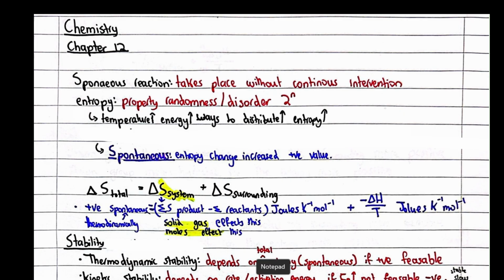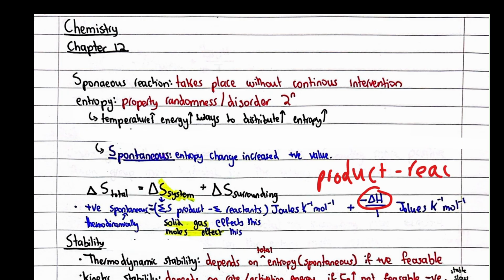The delta S surroundings is given by the negative enthalpy change over the temperature, and the temperature is in Kelvin. So if you don't remember how to convert Kelvin and Celsius, you add 273 to your Celsius value to get Kelvin. The delta enthalpy is usually given by formation. It's giving you the formation of the reactants and products, and to get that, you do the products minus the reactants to find the enthalpy change.